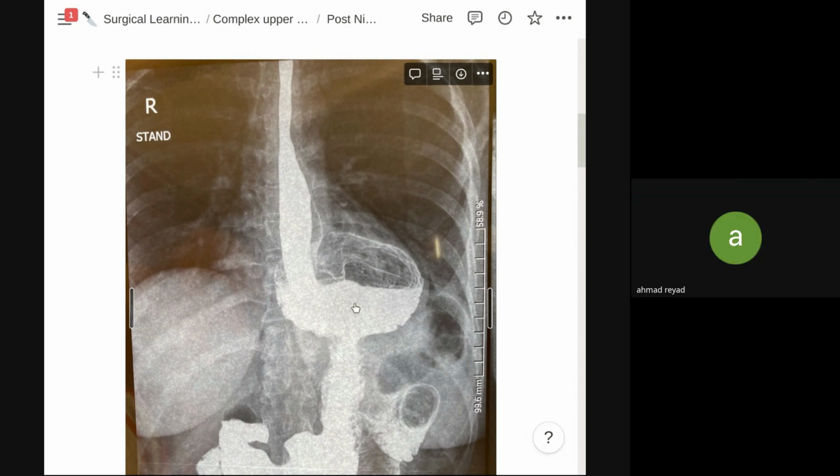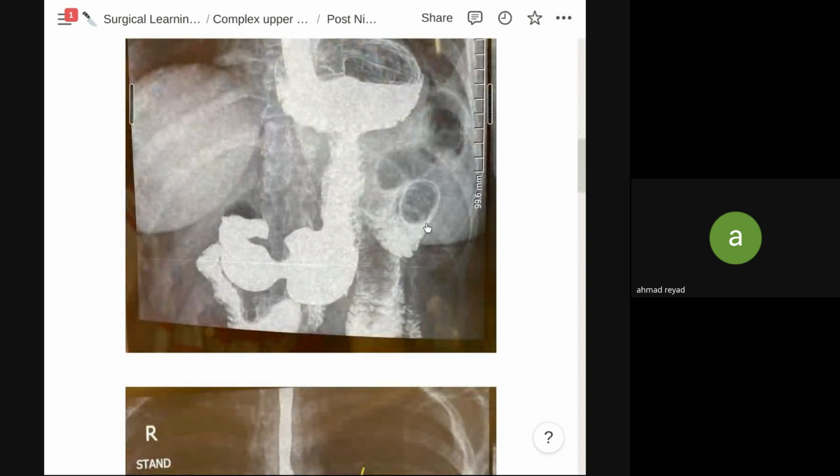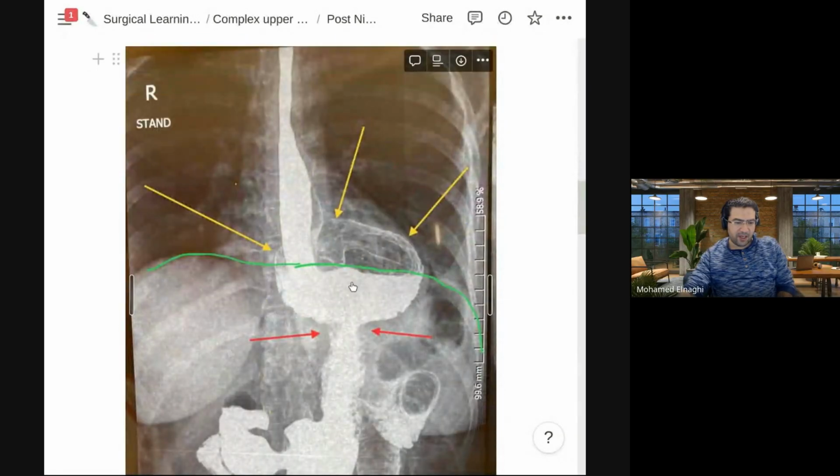Migrated up. It's a very high migration. So this is the diaphragm, the green line. And you can see this is the part of the stomach that has migrated above the diaphragm. And this is a small hole.